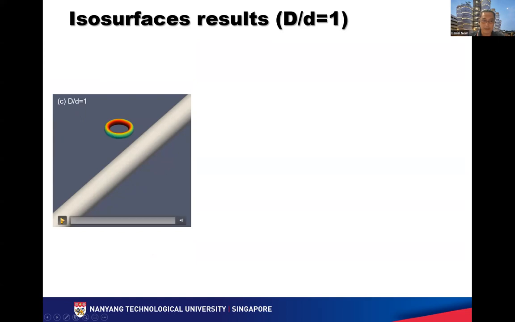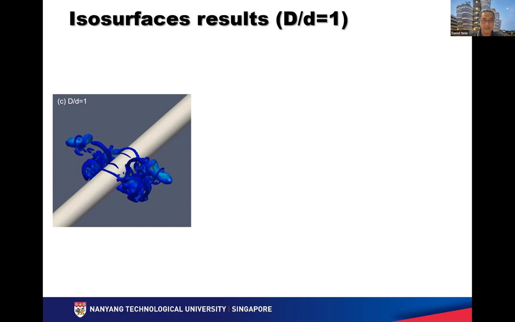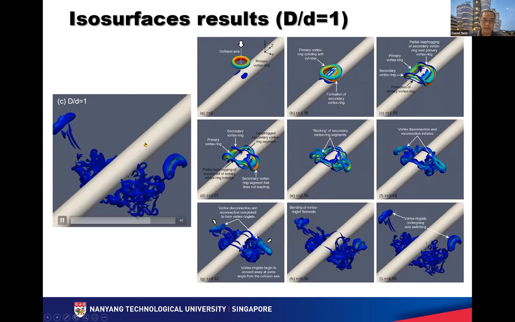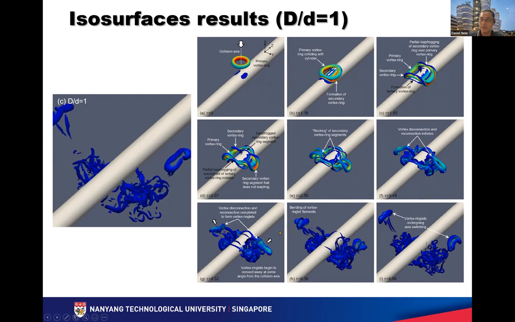Okay. Over here, we can take a look. So this is for the diameter ratio of one cylinder. As you can see, the secondary vortex ring segments actually have a necking and undergo vortex disconnection and reconnection. So we were very, very happy when we saw these results. Okay, we were absolutely happy. You can see the vortex ringlets moving at a certain angle away from the cylinder collision axis. And again, the vortex ringlets are predicted by the simulation as well, which made us very happy because it agrees with the experimental results.